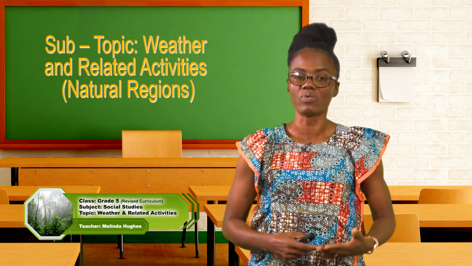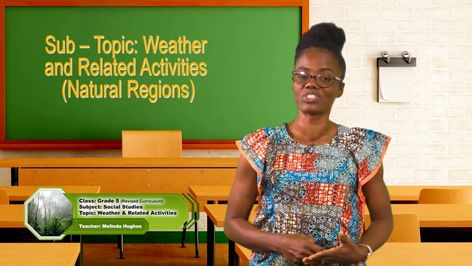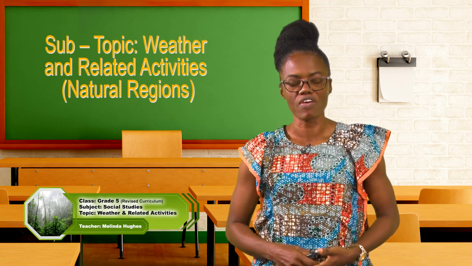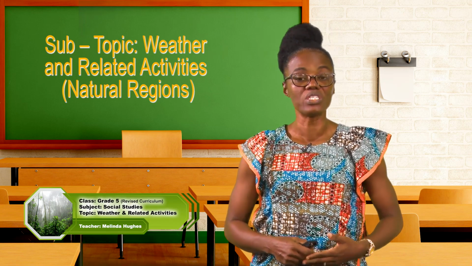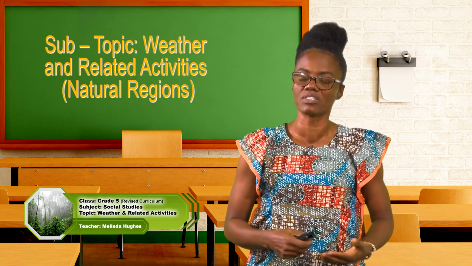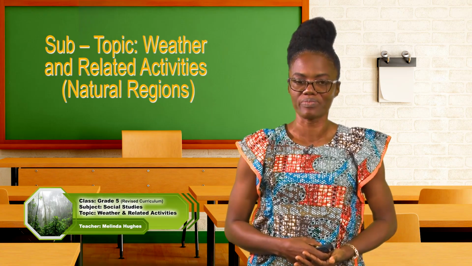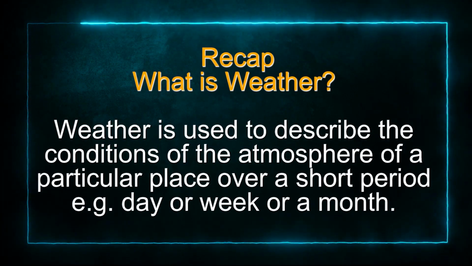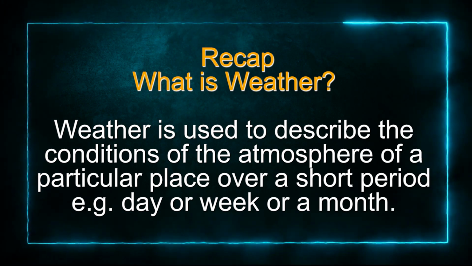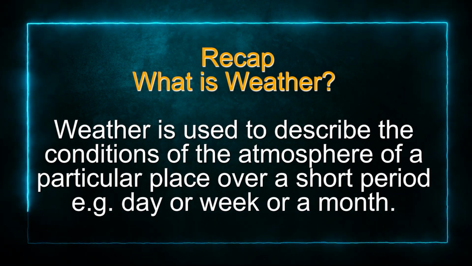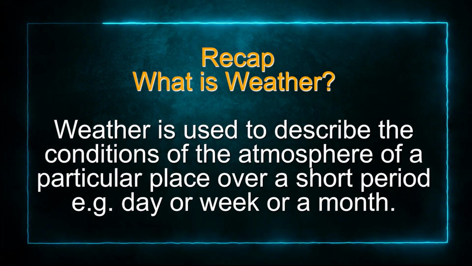We will recap what is weather, what is climate change, and weather patterns. Boys and girls, we would have done these in lessons before as we discussed weather and related topics to weather. So let's recap. What is weather? Weather is used to describe the condition of the atmosphere of a particular place over a short period. So that means for a day, a week, or a month.